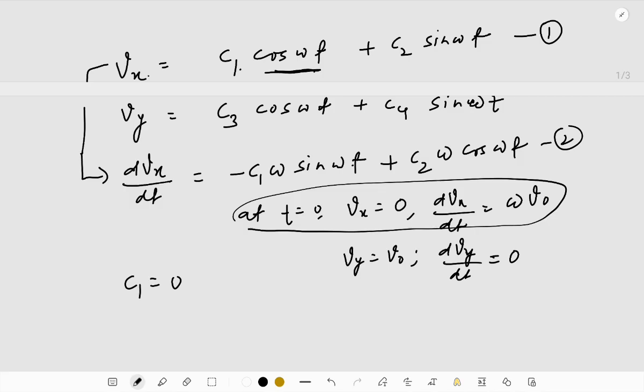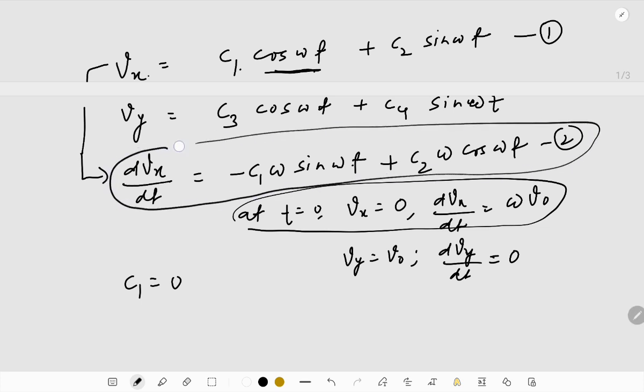I just put the initial condition in equation 1, and I got the value of c1. Now it's time to find c2, and c2 can be found from this equation. I'm going to put t equals 0, that means sin omega t becomes sin 0, so this term is 0, and cos omega t becomes cos 0, that is equal to 1. So c2 omega is equal to dvx by dt, and the initial value of dvx by dt was omega v naught. That means c2 omega is equal to omega v naught, and this gives us c2 equal to v naught.